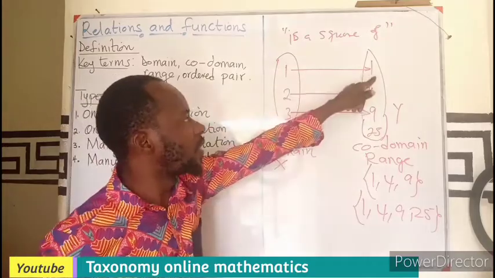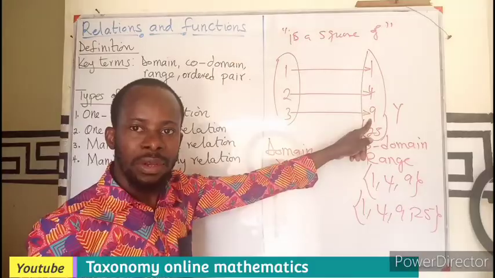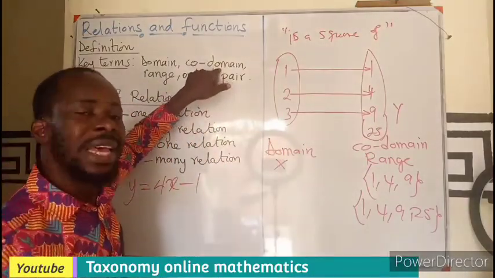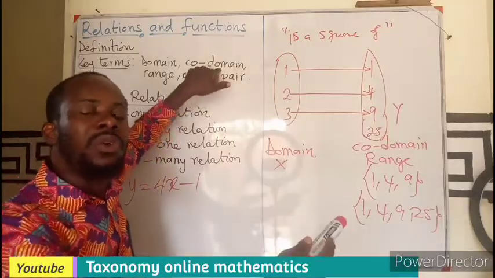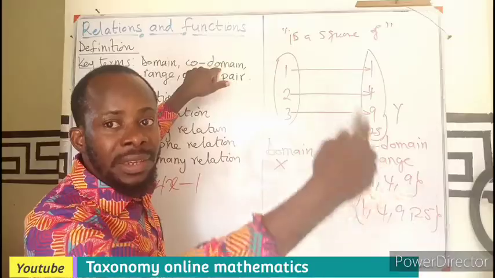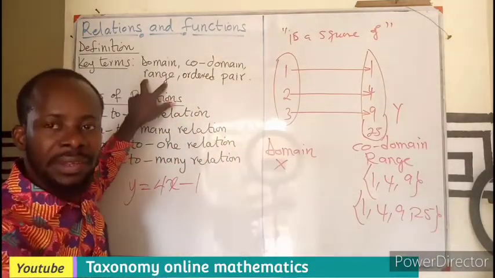A square of this is 1. A square of this is this. A square of this gives us this. You get the concept? So in this definition, a codomain is just the set of values of the second set, or the dependent set. The range I explained is a subset.